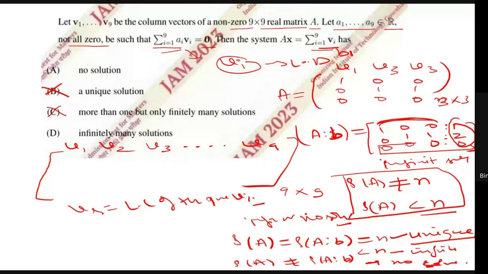This type of dependency relation remains with the vector b, and you will never meet a situation where here it gives zero, but here it becomes one. It will never become such a situation, because the b vector is formed with the help of the summation of vi's. So no solution is not the answer; there will be infinitely many solutions. Clear? Or if some student has a query in this question, then you can ask.